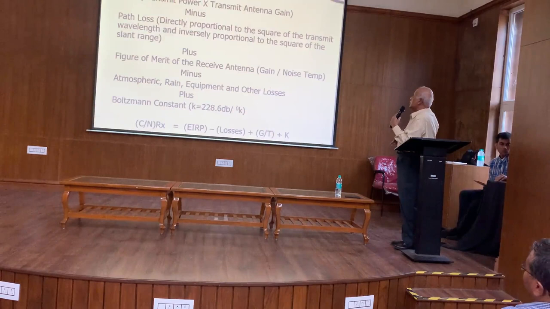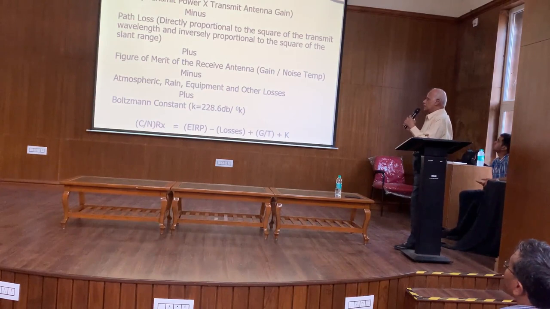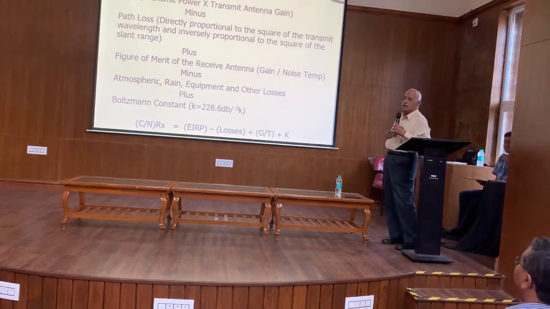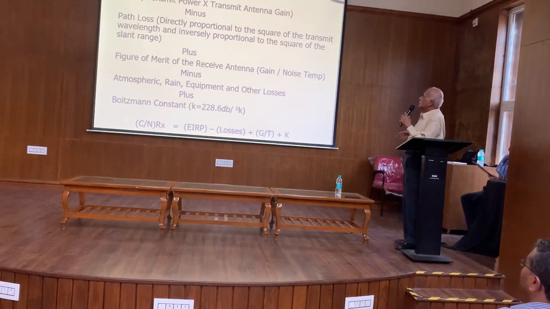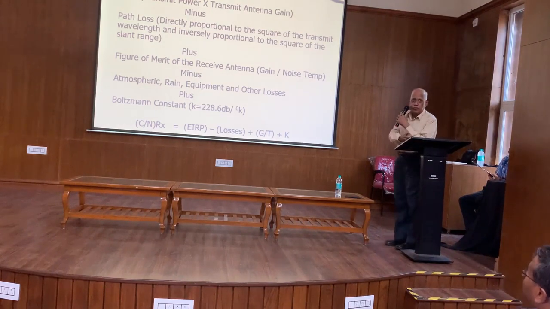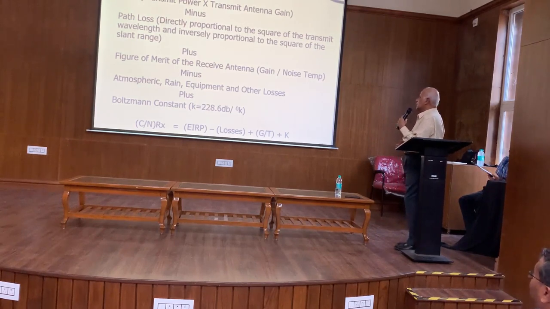Next. So this is very simple mathematics. This is high school level mathematics. At the receiver, what we are interested in is ultimately the carrier to noise ratio. The received carrier to noise density ratio is EIRP minus path loss plus the figure of merit. EIRP can be from the earth station or from the satellite in any direction. One way EIRP, path loss, plus the figure of merit.